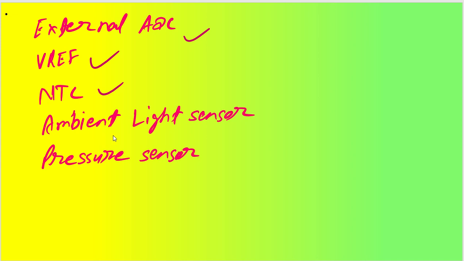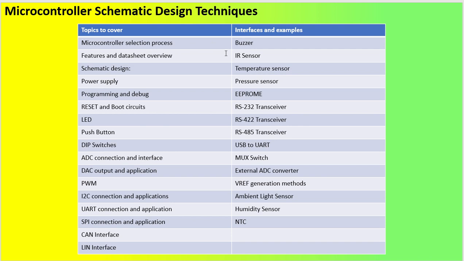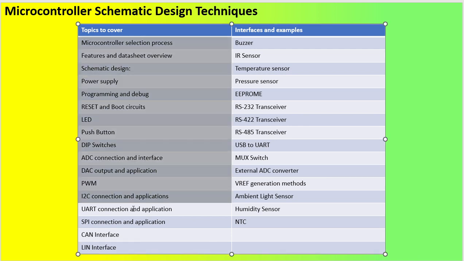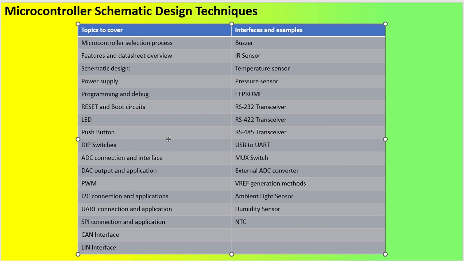Then we'll see the application of an ambient light sensor, which can be used in home appliances or smart homes, where you have to measure the ambient light, and based on that you can switch lights on and off. And we'll also see the pressure sensor application. So this is how, in one summary, I have summarized all the topics that we are going to see in this particular session.